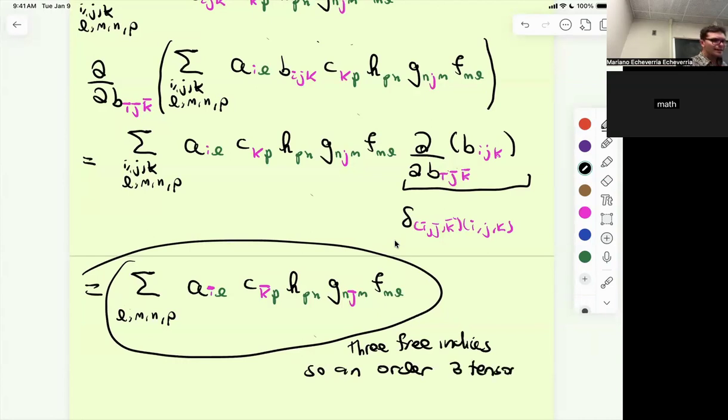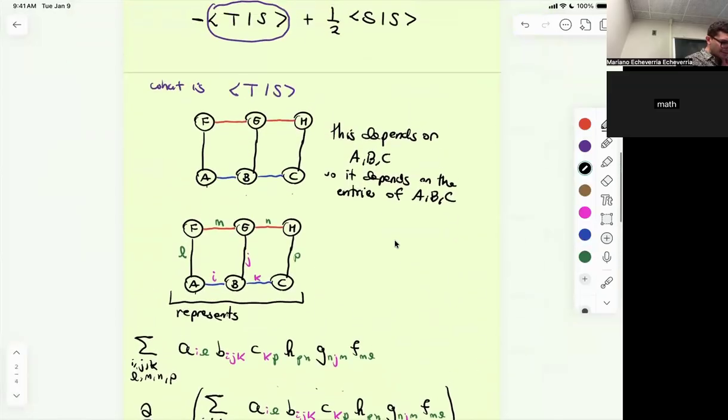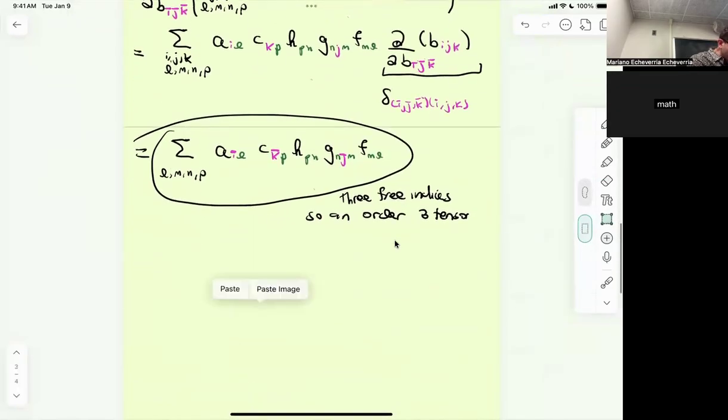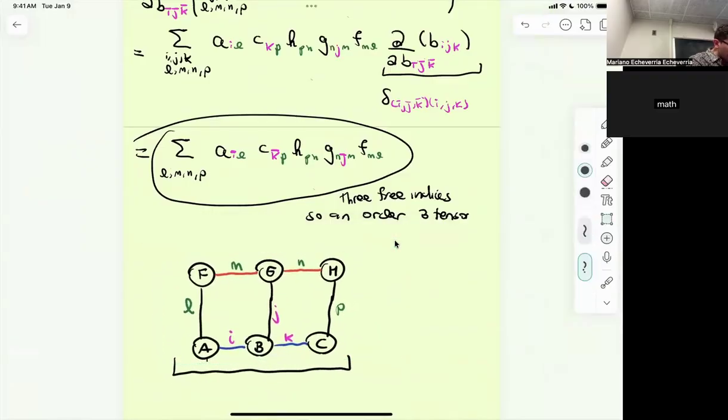And it's easy to see. Let me copy paste this one. What happens if you just take the tensor diagram that we were working with?